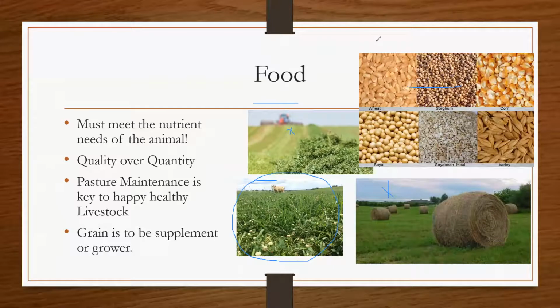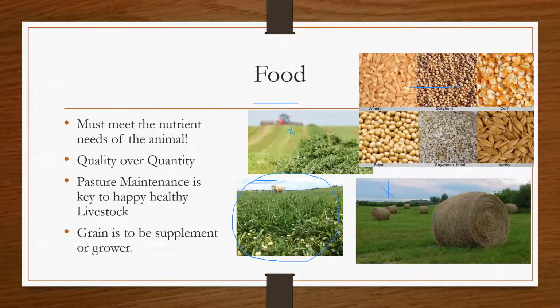And then we have grain. So up here in the corner, I have listed some grain that's pretty common when you're talking about livestock feed. So wheat, sorghum, corn, soybean meal, barley. Corn is actually your number one grain supplement used in livestock. Like I said, grain is meant to be a supplement or a grower.